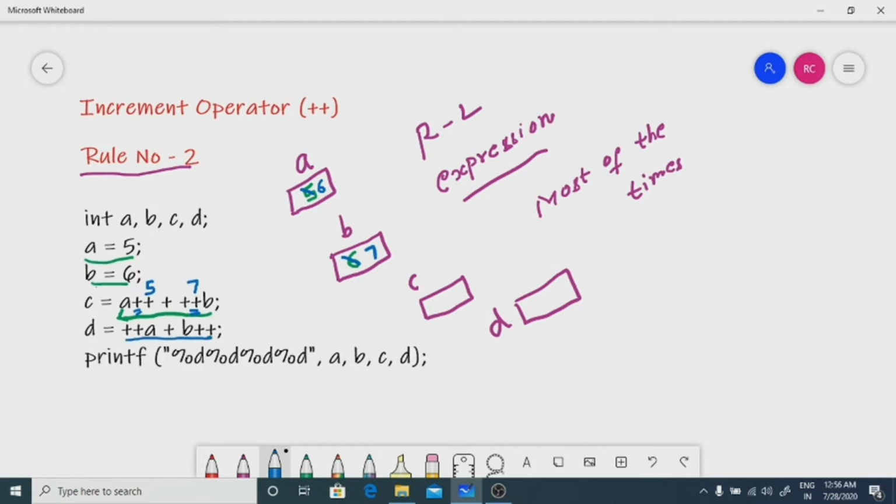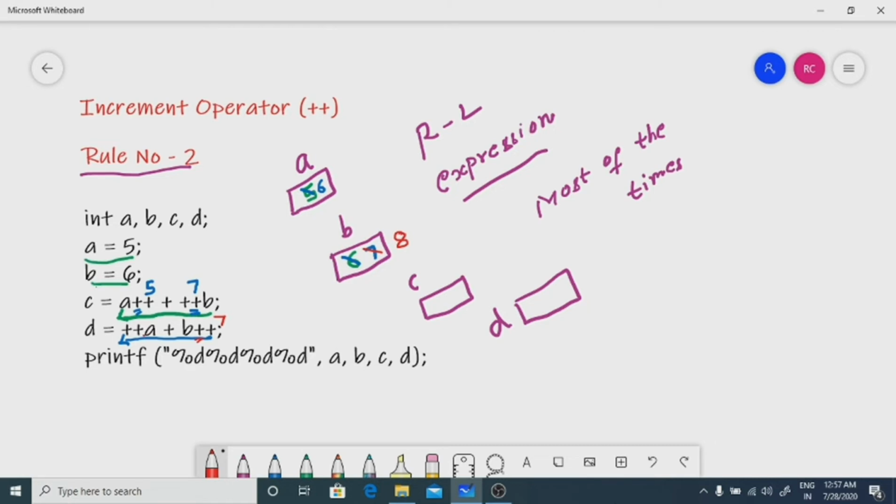Now observe the second expression. The evaluation should be right to left. That is, first we need to evaluate B plus plus, then we should go for plus plus A. Now, how it works? B plus plus: plus plus is there after B, so post-increment, use the value, that is 7. Then increment, 7 will become 8.